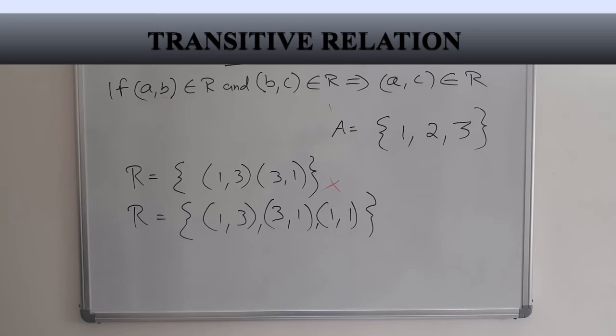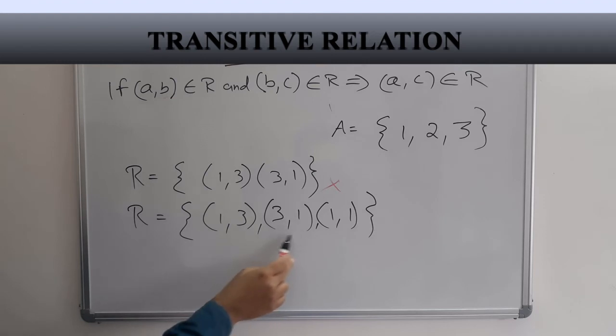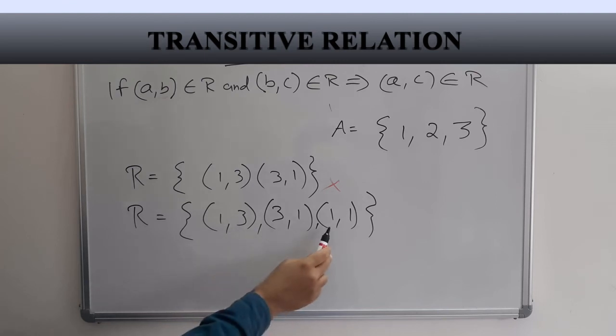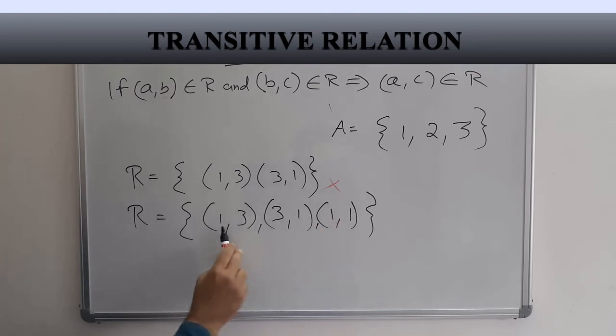We have another example here. This relation: 1 comma 3, 3 comma 1 and 1 comma 1. So what do you say about it? Is it transitive or not? Many students think that it is transitive, and I challenge them. I think it is not transitive. Let us see why. We have a first pair 1 comma 3, and since the 3 is here as a second element, we have the second condition here, that is 3 comma 1, and we expect a 1 comma 1 to be the third pair, and it is present.